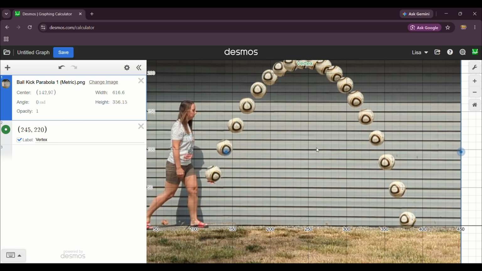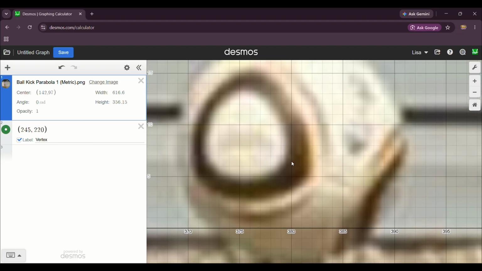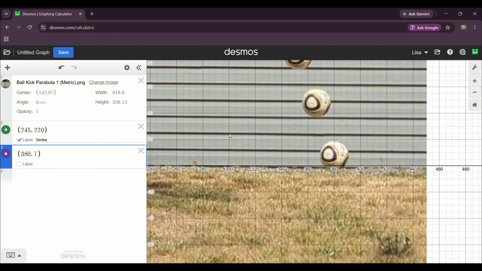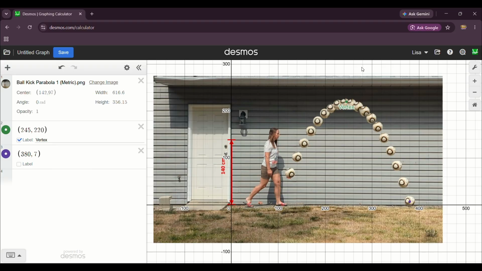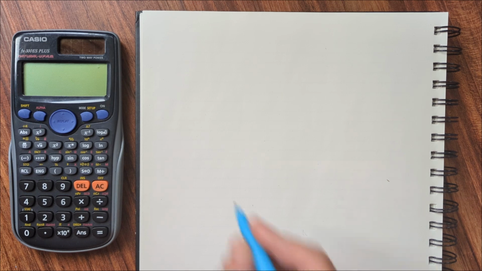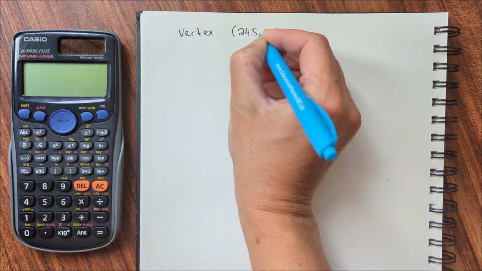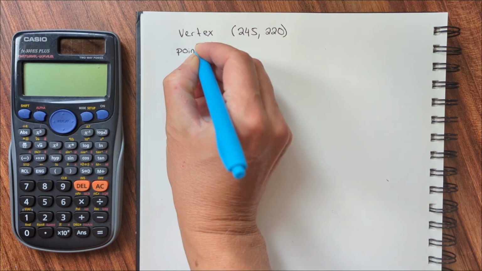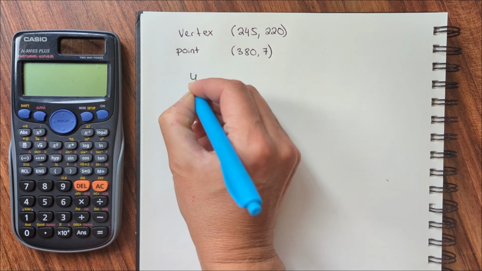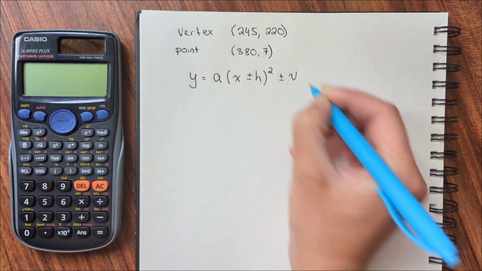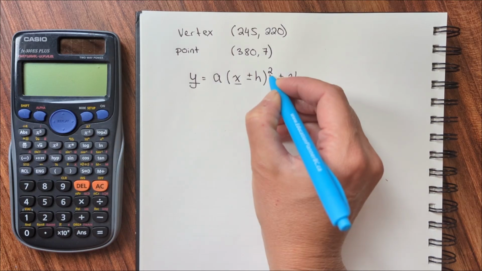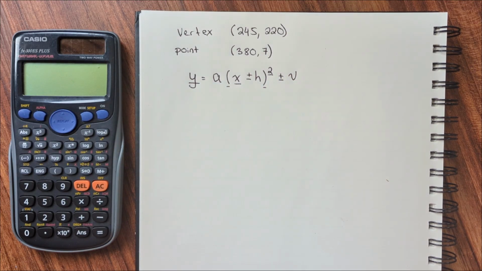Now, in order to determine the A value, I need a secondary coordinate. It can be any one of these soccer balls, or at the center of any one of these soccer balls. I'm going to go ahead and choose this very bottom one just as it's hitting the ground. To me, it looks like the center of this soccer ball is sitting about there, so 380 and 7. Now that I've established the coordinates, it's time to do some math. So here's what we have so far. We have a vertex, and we have a secondary point. The equation of a parabola is, where you'll recall that the y, the x, and the squared, along with the brackets, are the meat of the equation.